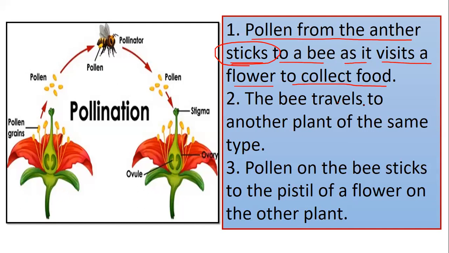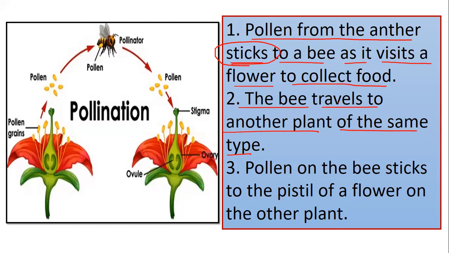And then the bee travels to another plant of the same type. Okay, the same type, the same family, a family of the same flowers. Understand? Not a different flower, the same flower.